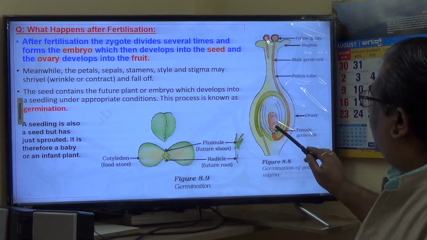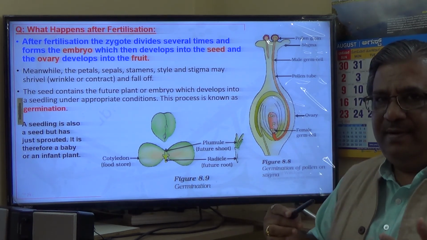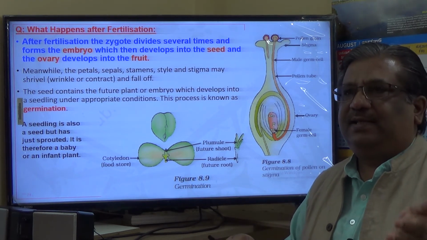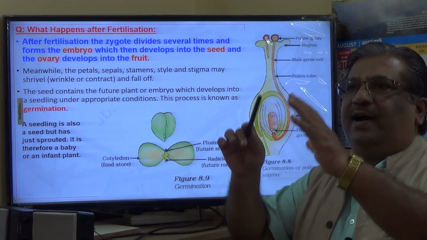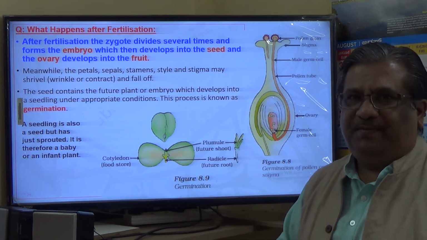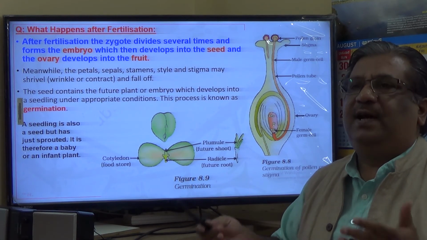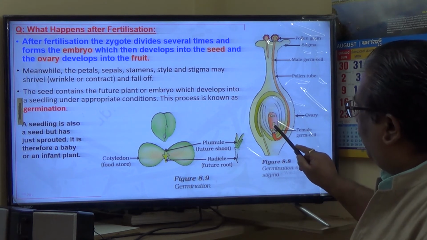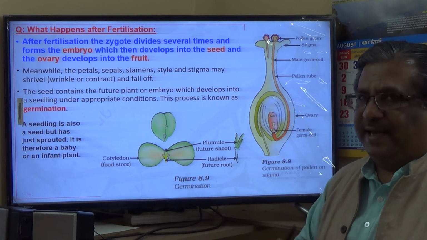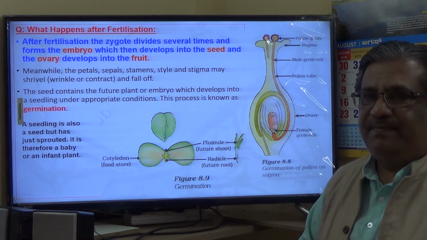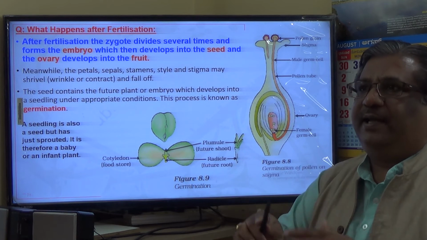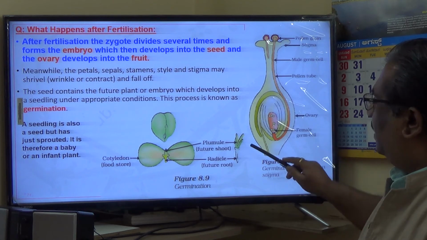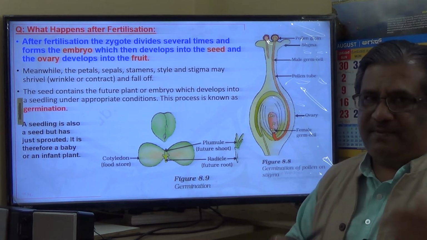fruit. So the ovules, in general, are nothing but eggs. The eggs are getting converted into seeds, and the ovary becomes the fruit. When will that happen? Only after fertilization and zygote formation takes place. So the fertilized egg over here, which is called the zygote, continuously divides to form an embryo, and that embryo develops into a seed, and the outer portion, the ovary, develops into fruit.